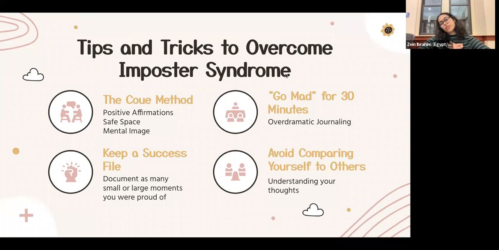The next tip and trick that I have for you is to go mad for 30 minutes. When I read about this technique, I just considered it overdramatic journaling. Because to do this, you just get a piece of paper and a pen and write down everything about you that you are trying to hide. Your most ridiculous beliefs, the worst parts about your character, and all the things that make you feel like a fraud. Write every absurd, intrusive thought you have down.